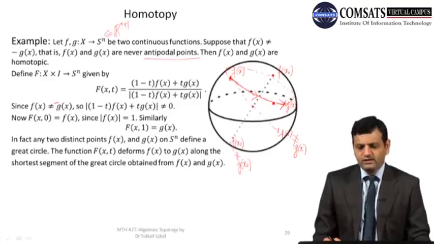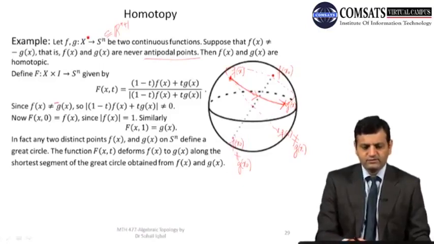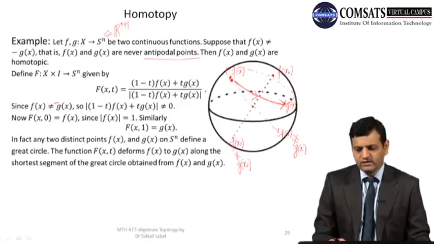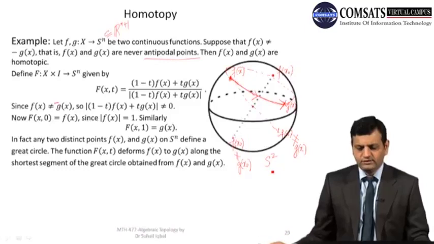Similarly, if f is a function from X to S^n, then f(x) should be a collection of points on this S^n, and g(x) should also be a collection of points on S^n, but for each x, f(x) and g(x) are joined in this way. Of course, this is an example of S^2, but the situation will be similar for the n-sphere or higher dimensional spheres.